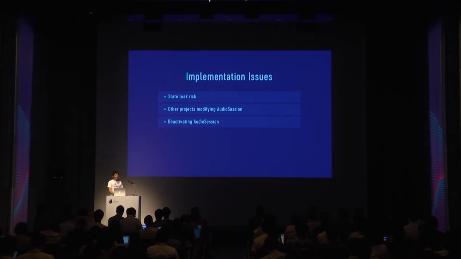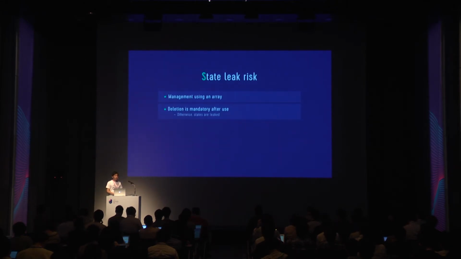The first issue was the state leak issue, leaking of the state. It is difficult to manage this correctly. If we release the state and fail in the release, the state would be leaked. And in the new camera function in LINE, which is being developed currently, it would change the audio session. And so we need to think about how to deal with this issue of the camera function. And also, in deactivation of the audio session, there were some issues.